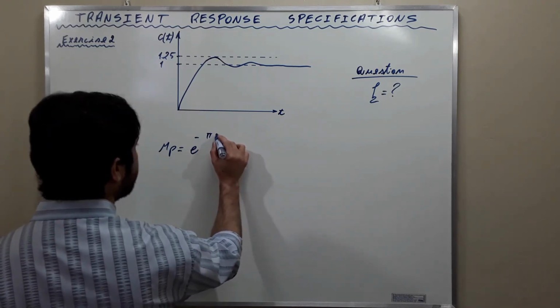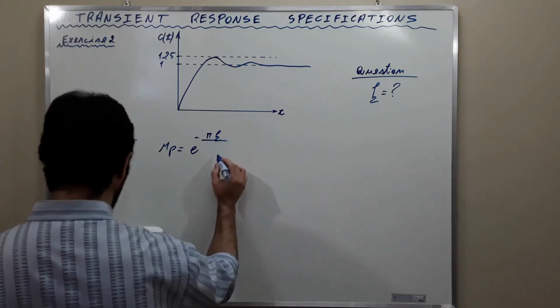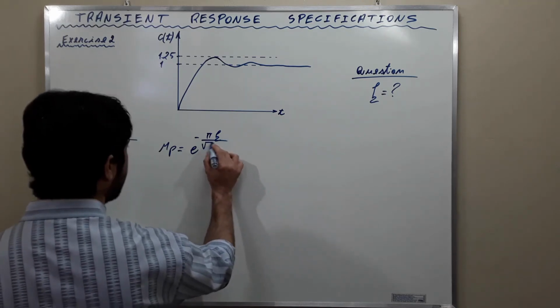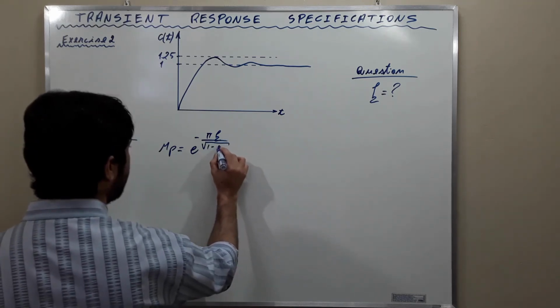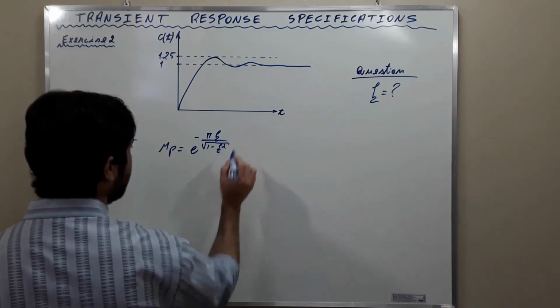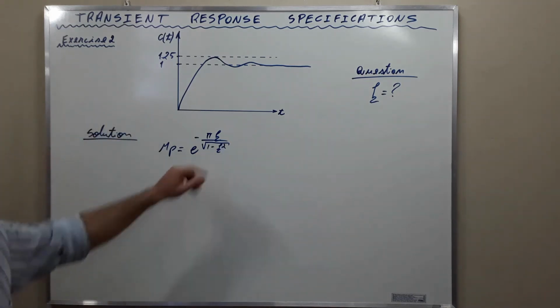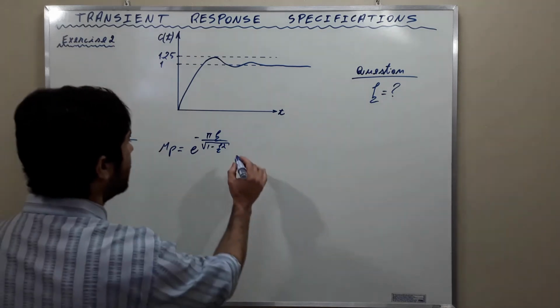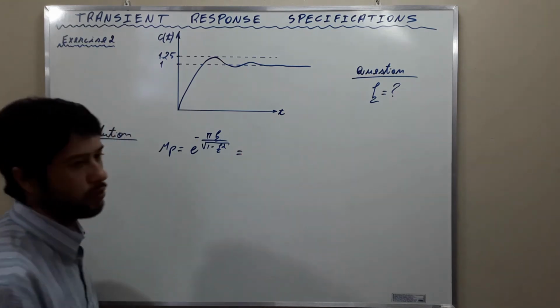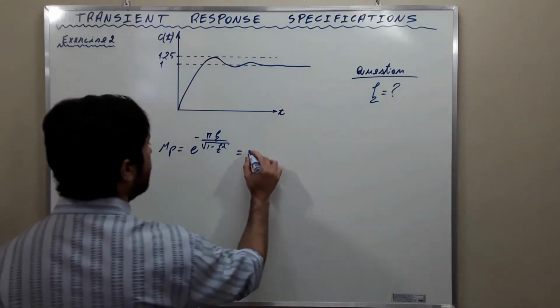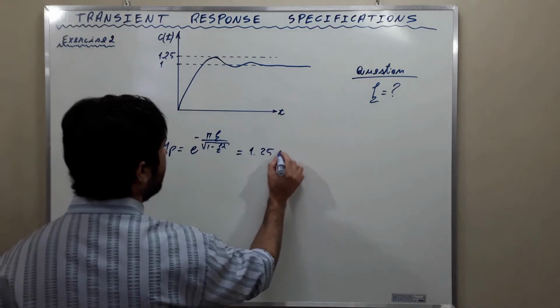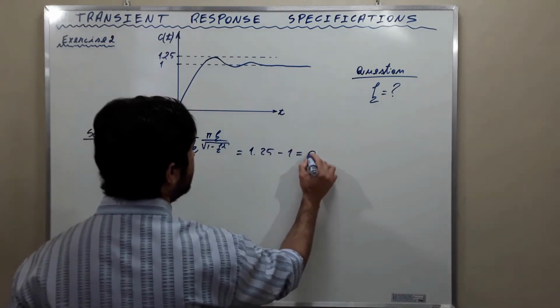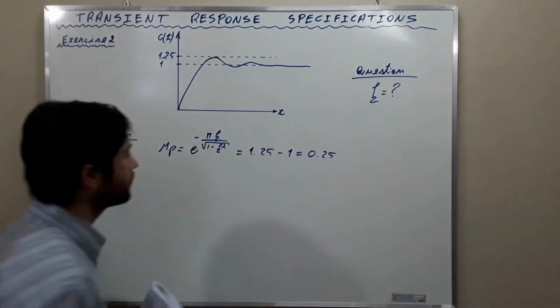Pi zeta divided by the square root of 1 minus zeta squared, the square root of it all. And you can see that the maximum overshoot is 1.25 minus 1, which is 0.25.